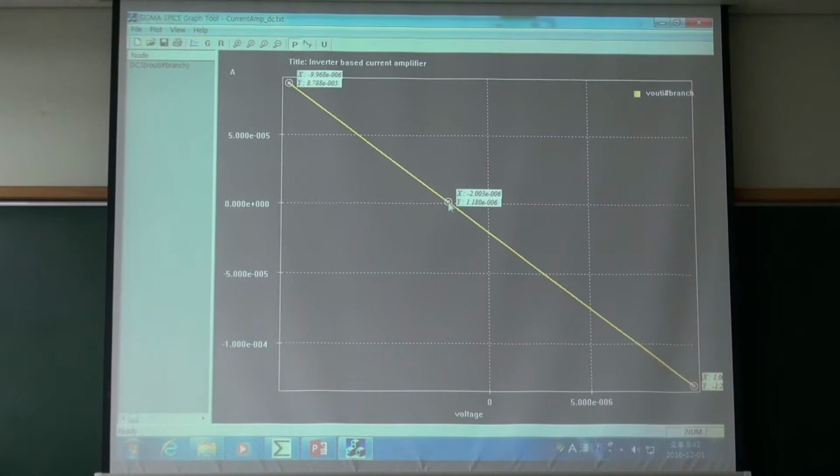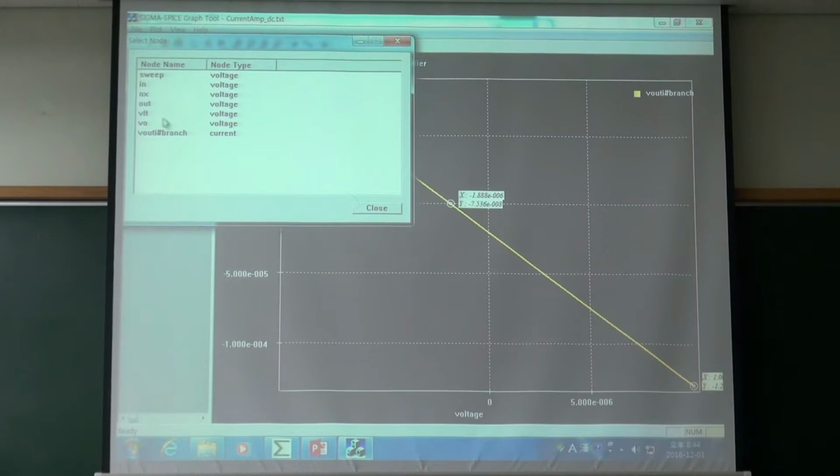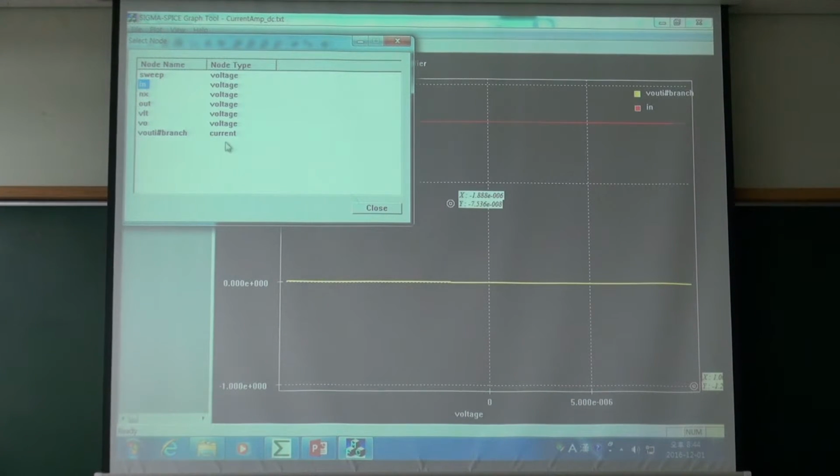Zero is around here. There is a pretty large offset here, right? Somehow there is a large offset. Let's see how much the offset is here. This is not exactly zero. It's around 1.9 microamp, right? There is a current offset. Shall we change this one? Or maybe we can add some more. How about the IN node voltage?